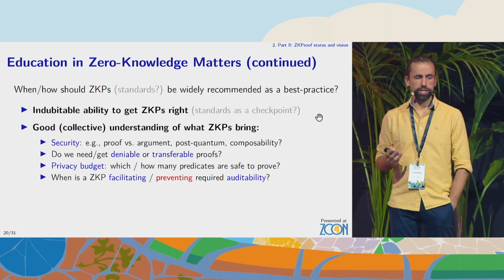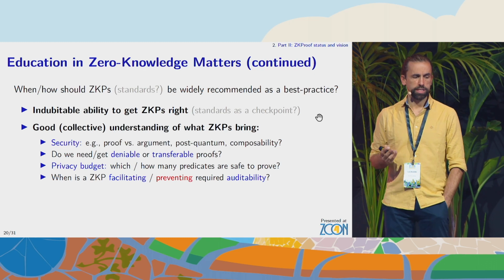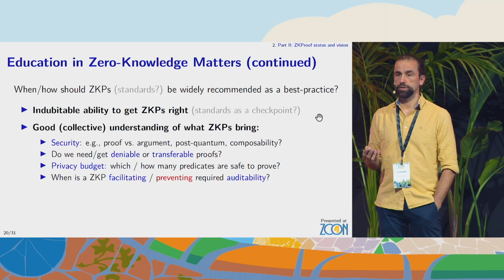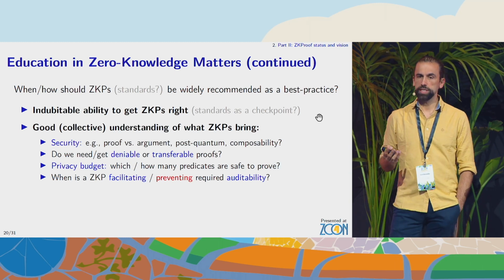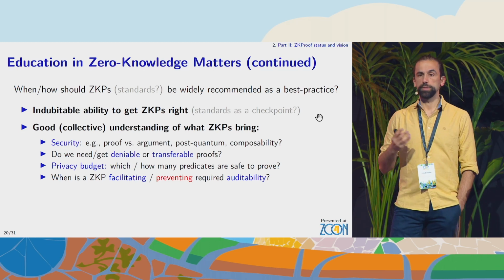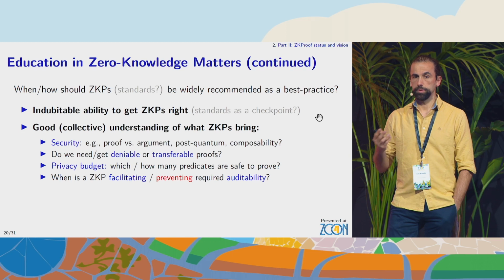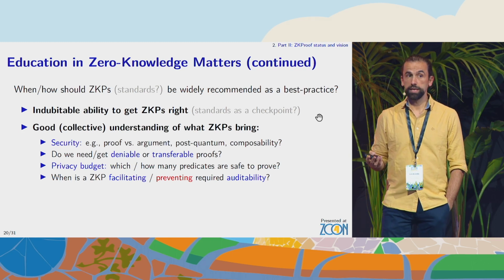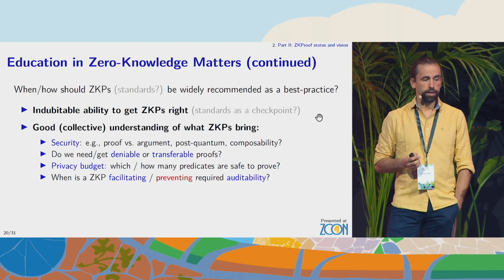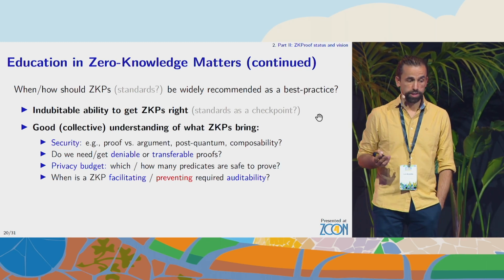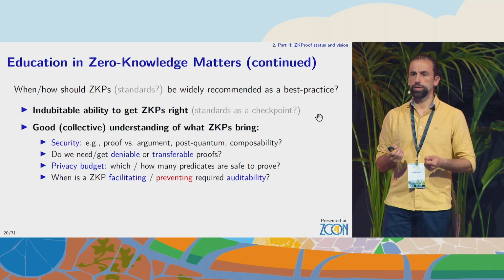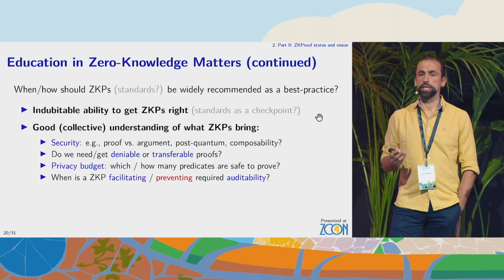And also in terms of education, once we reflect on this, we think that it would be important for a good collective understanding to exist. And this collective understanding, again, would be much beyond cryptographers, and would include the people that make policies about zero-knowledge proofs, the people who implement them, the stakeholders that benefit from them. Just as a few examples of items, there should be a good understanding of what the security of a zero-knowledge proof is. And there are many technicalities that can differ in what that security means.